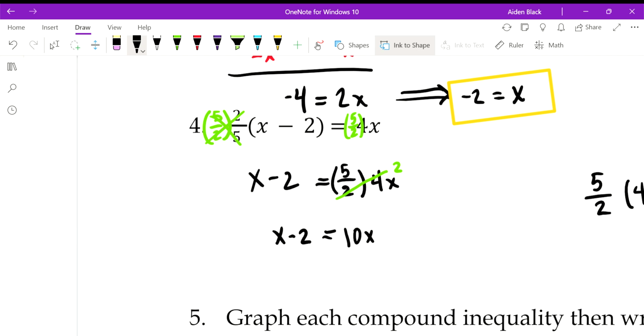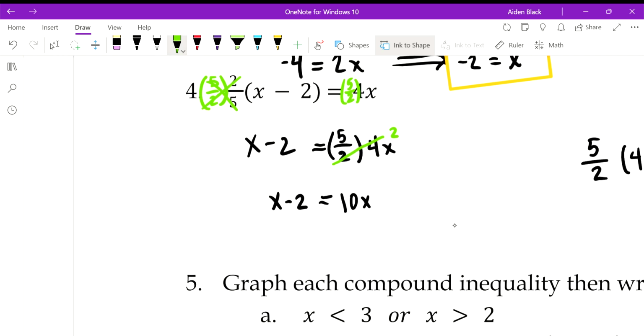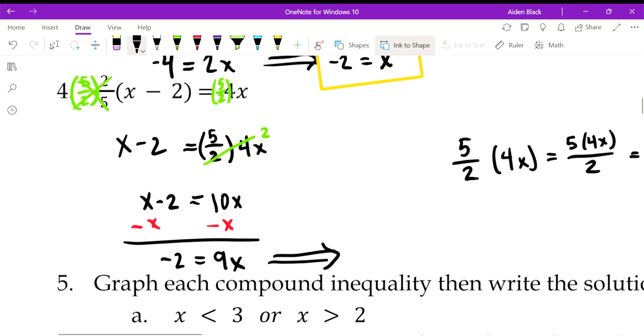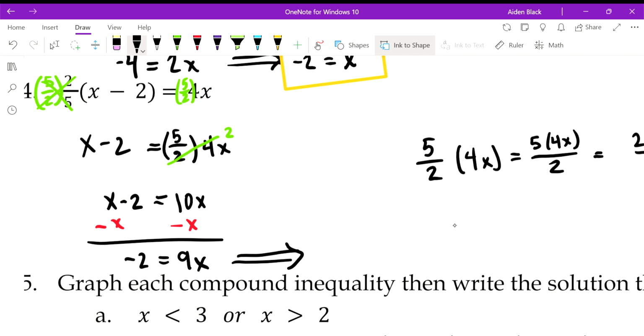We continue on. I want to subtract x from both sides so that I have a positive x on the right hand side. In particular, I have positive 9x, and on the left hand side I have negative 2. If I divide both sides by 9, I get x is equal to negative 2/9.